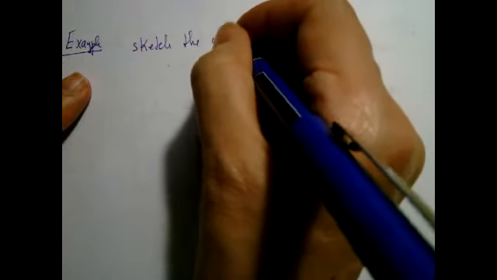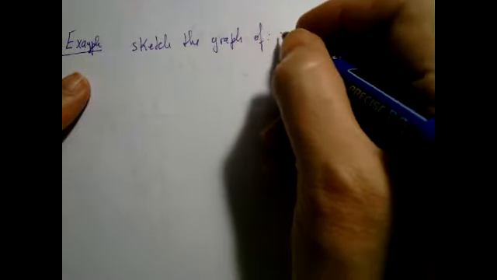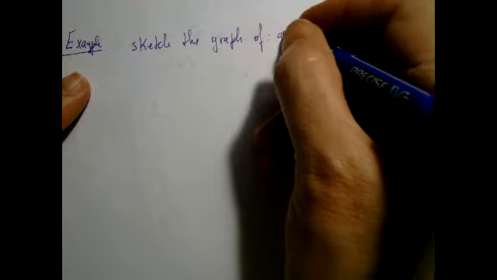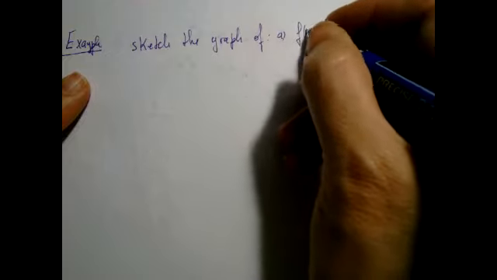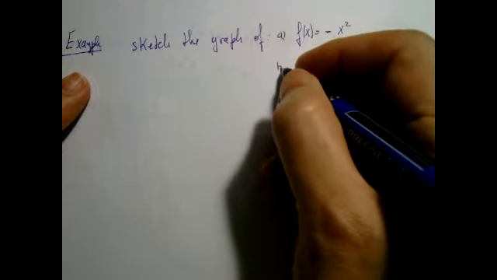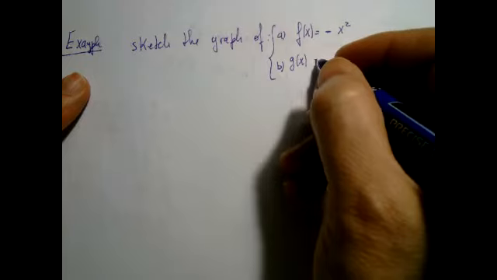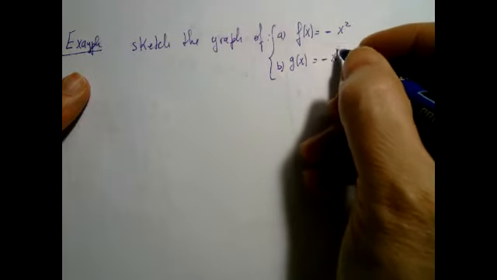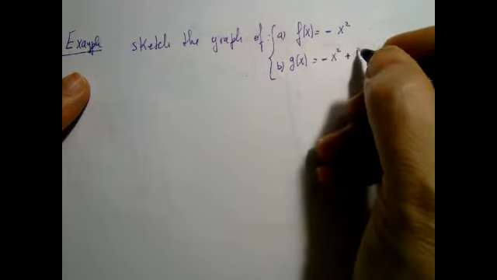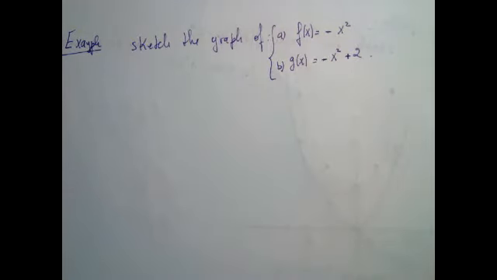Sketch the graph of A, f of x equal minus x squared, B, g of x equal minus x squared, let us say plus 2. Okay, the first one is the one I'm interested in.